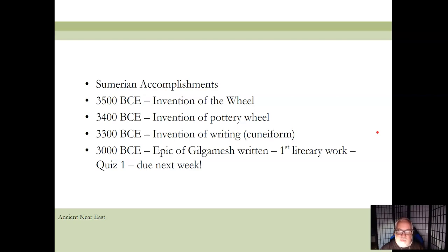So what did the Sumerians do since they were the first people? They invented the wheel, obviously meaning they invented the pottery wheel. Most important for us, they invented writing, and that writing is called cuneiform, definitely a test question. And the first book ever written, also a test question. There's no quiz, don't worry about it. Is the Epic of Gilgamesh. Right? It's the first literary work. Actually, there is a quiz, but I don't think it's due next week.